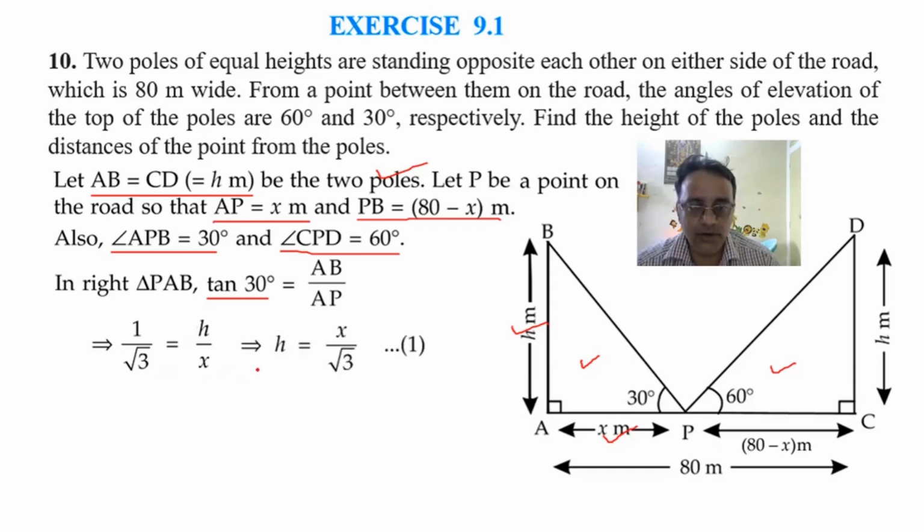Okay. So now what will be x? H upon root 3. Let it be equation number 1. Now we are going to take the another right triangle, that is right triangle PCD. Here what is tan 60 degree in terms of sides? Tan क्या होता है? Opposite by adjacent. So what is the opposite side? CD by PC. Okay. So in right triangle PCD, tan 60 degree is equals to CD by PC.